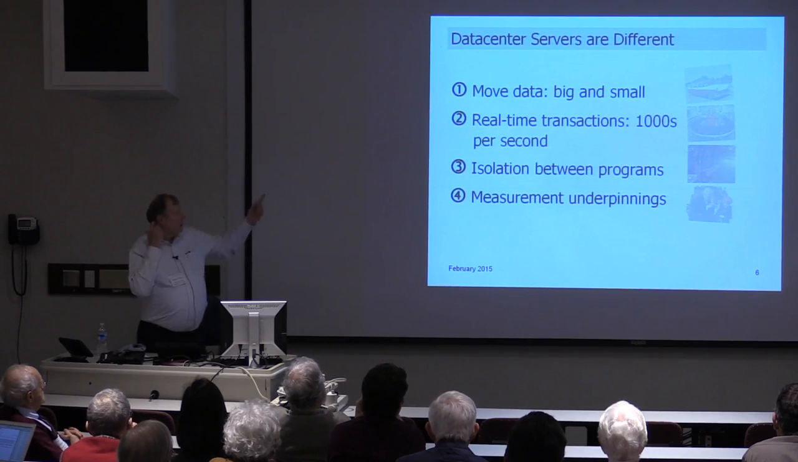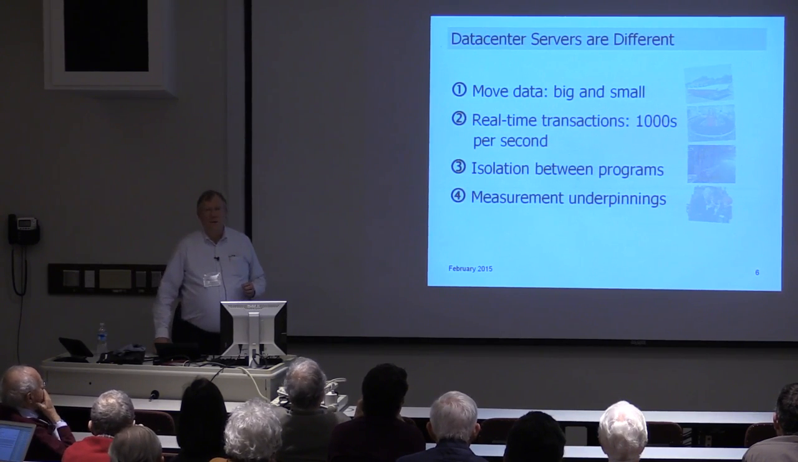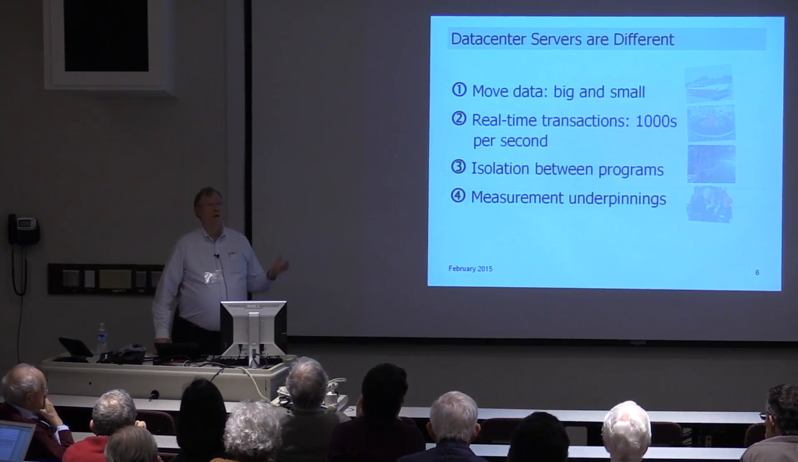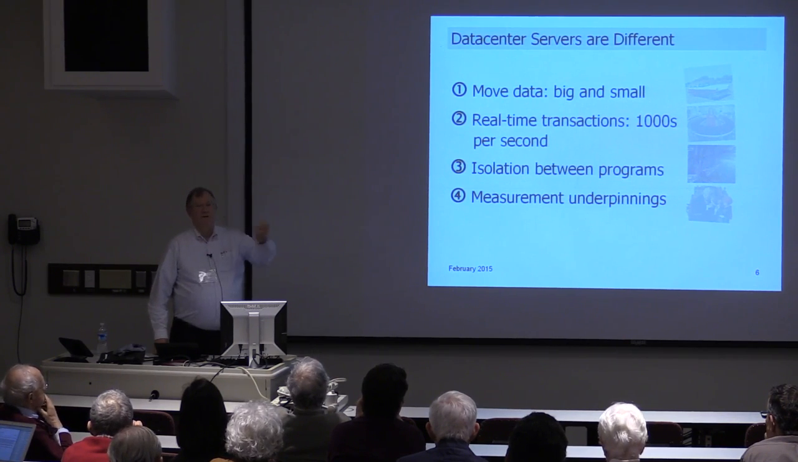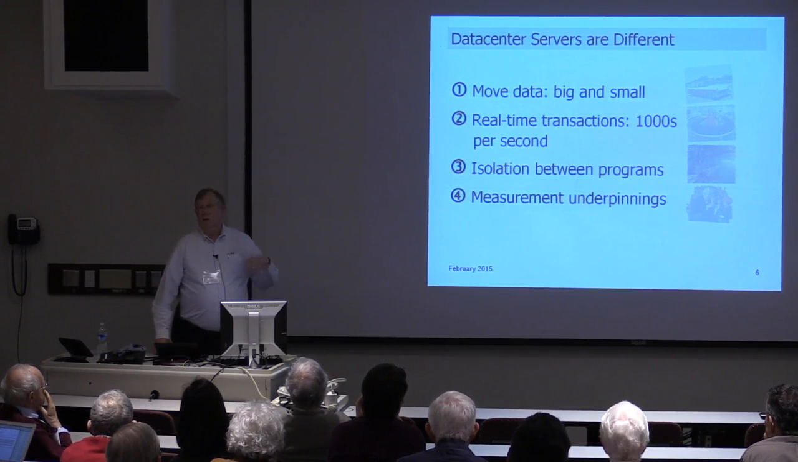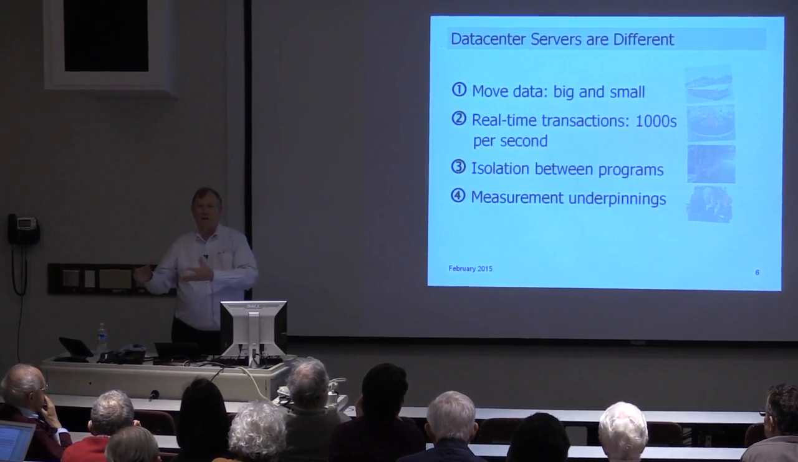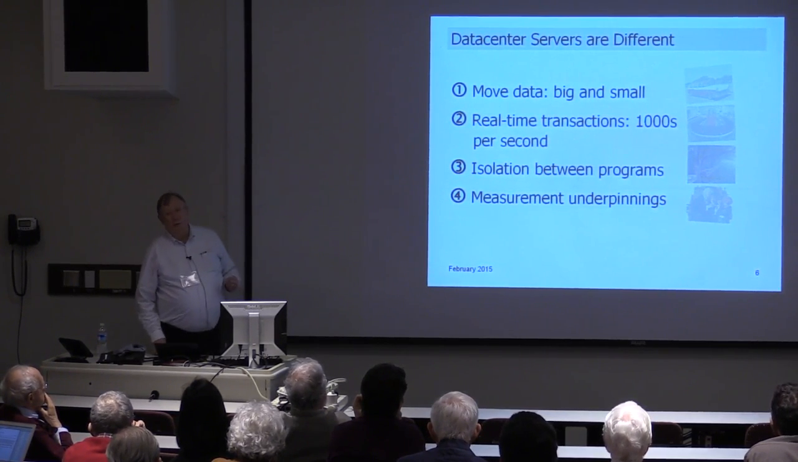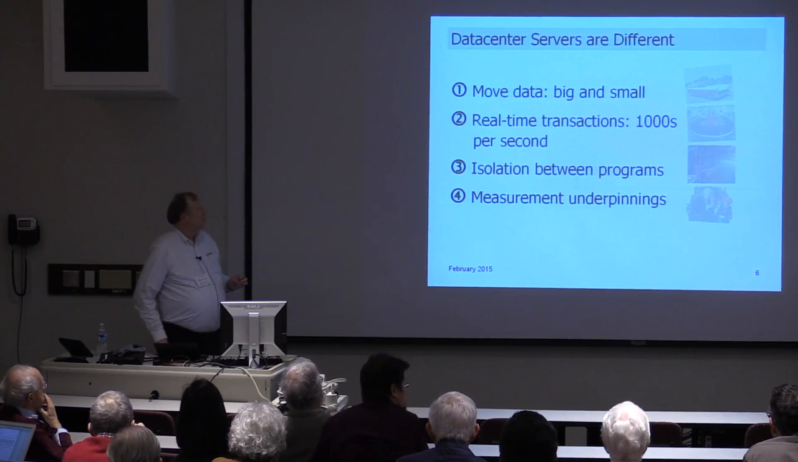So I'm going to talk about four areas where I think data center computers are different from desktops. Moving data, big and small. We find something on the order of a fourth of all of our server time is spent moving data: memcopy, or strlen, just finding the length of a string of data, or send message and receive message, which really have an embedded copy inside of them, moving data from network out of the kernel and into the user or whatever. So I'm going to talk a lot of the time about moving data.